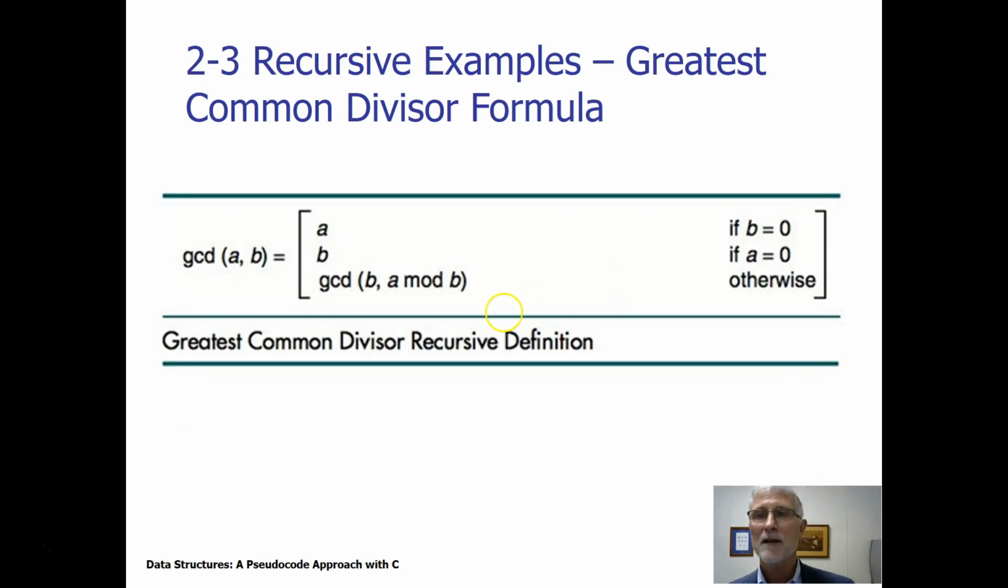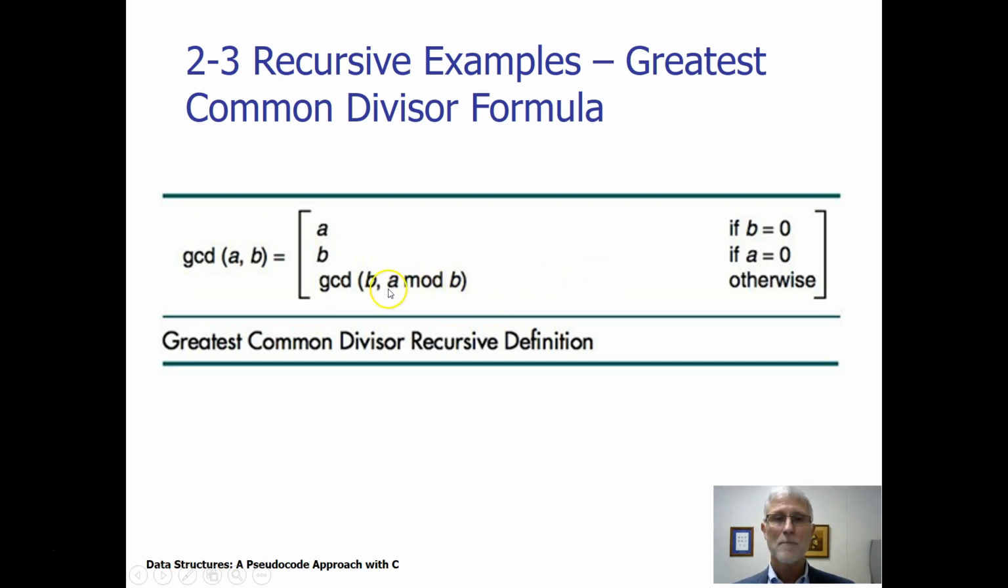So let's look at greatest common denominator. Here, what have I got? Greatest common denominator, A and B. So I got A and B, my general case, they end up being, turns out to be 0. Now, here I'm going to call greatest common denominator with variable B. And now this is the modular function.